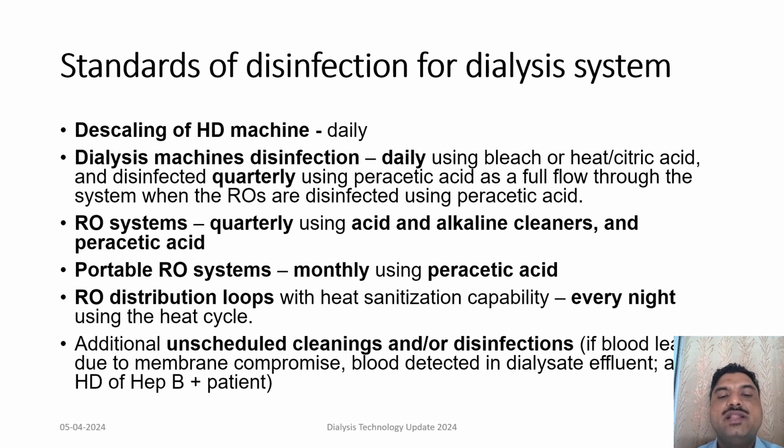Portable RO systems should get disinfected monthly using peracetic acid, while RO distribution loops, if they are heat sanitization capable, should get disinfected every night using a heat cycle. Additional unannounced or unscheduled cleaning and disinfection should be done if there was a blood leak due to membrane compromise of the dialysis filter, or if blood was detected in the dialysate effluent, or if the dialysis was done for a hepatitis B positive patient.